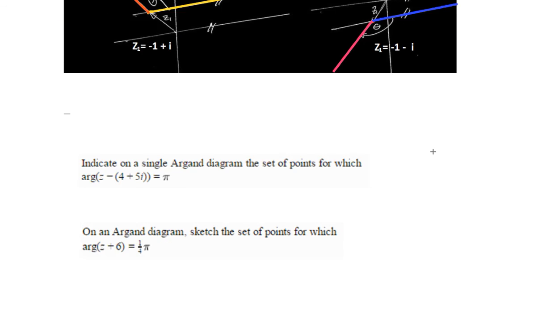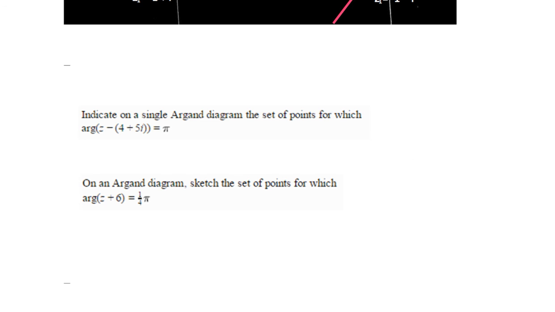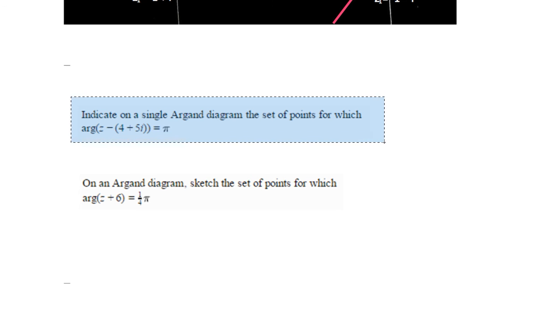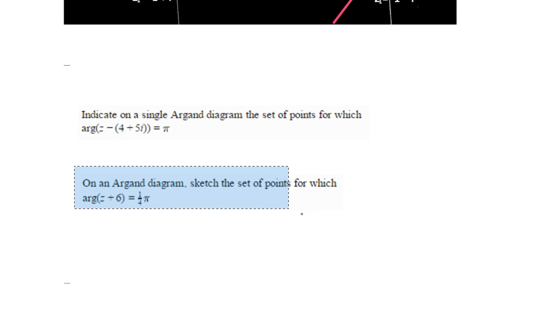Okay, given those 2 examples, let's do these questions. So question 1, I'm going to indicate on a single Argand diagram the set of points for which arg z minus 4 plus 5i is equal to pi. So again, there's the angle, there's where Z1 manifests itself. And in the second one, we're going to do arg z plus 6 equals 1/4 pi to conclude.